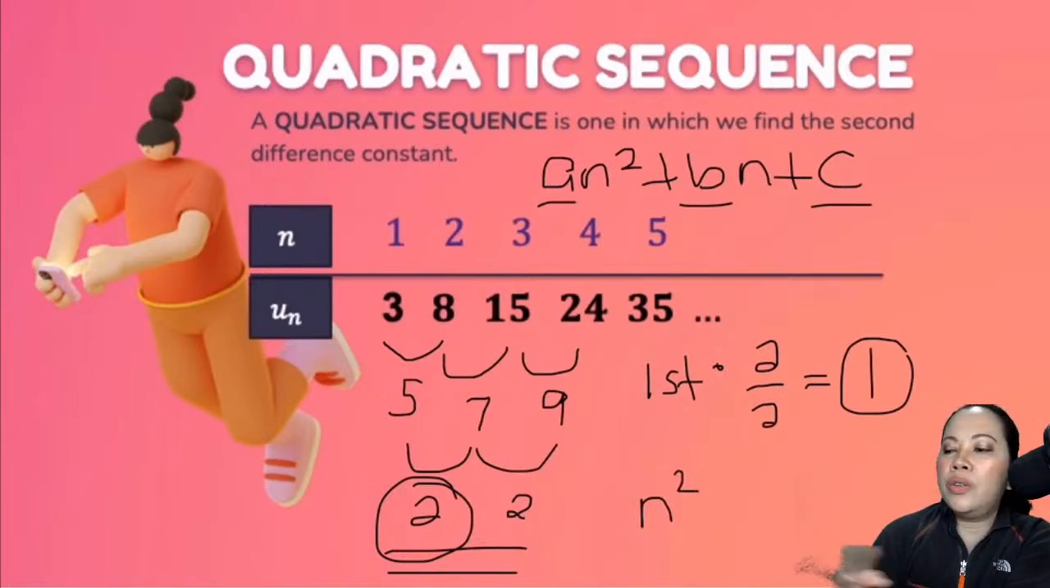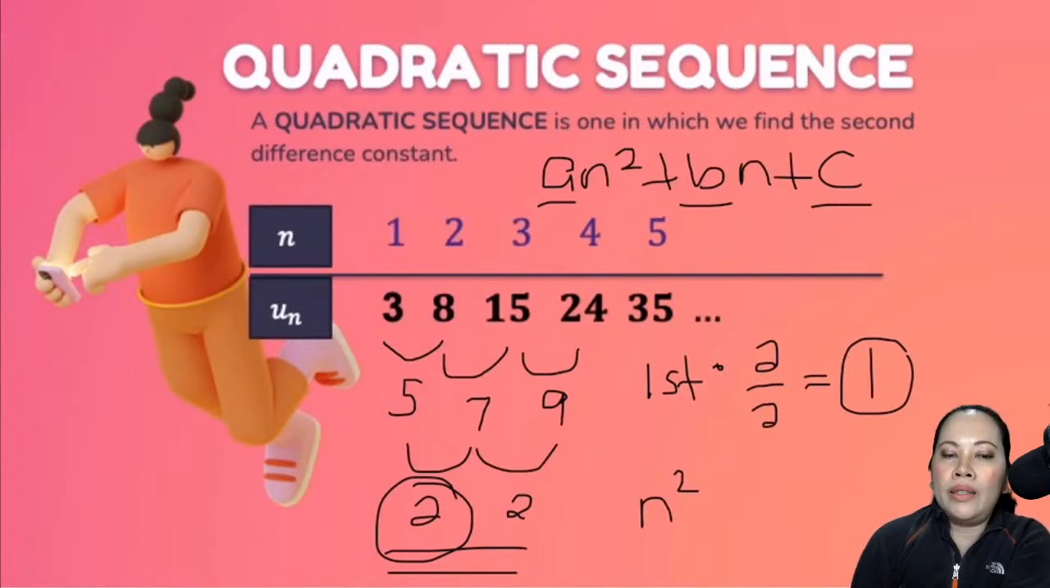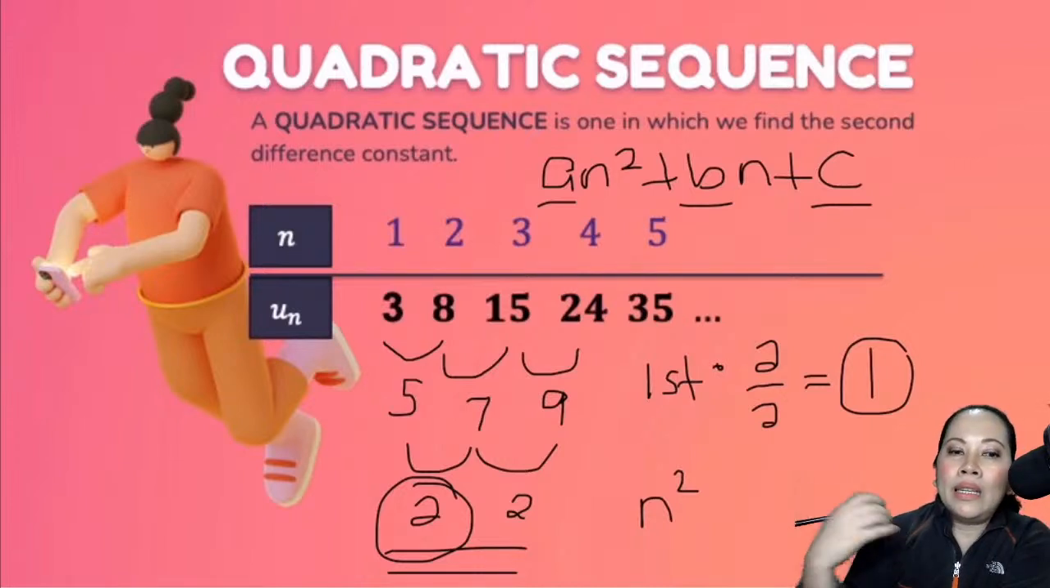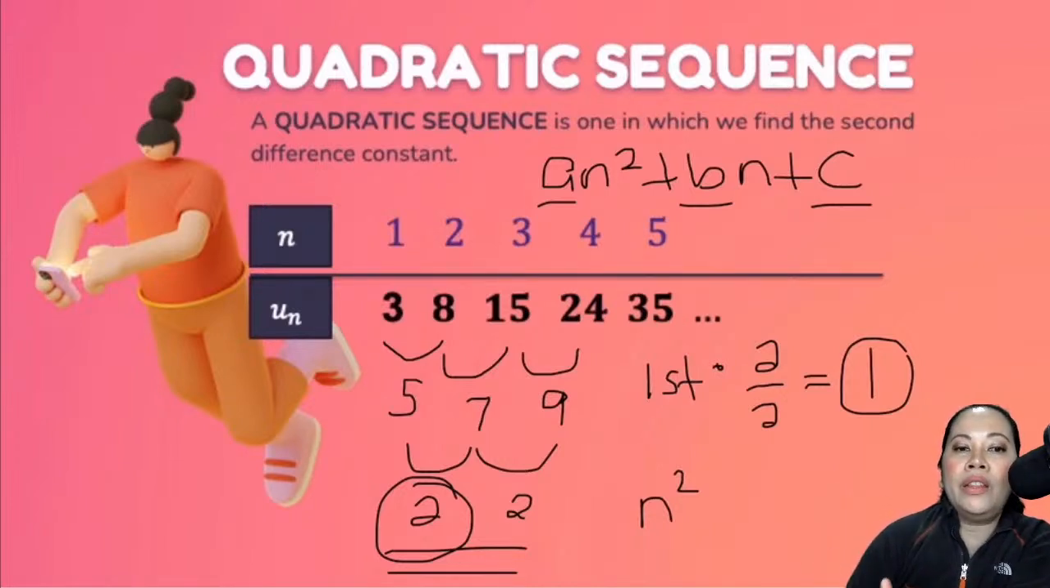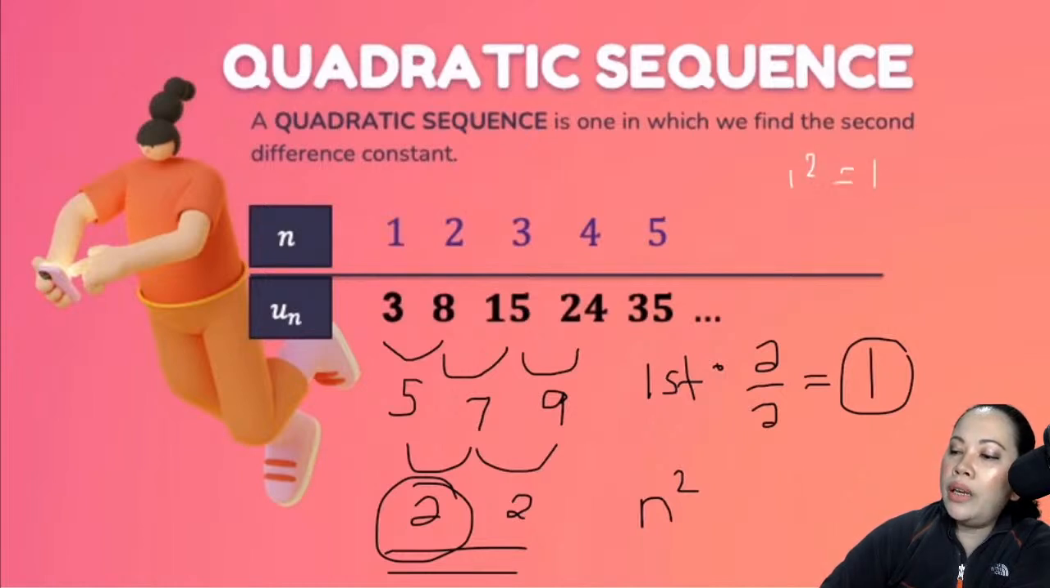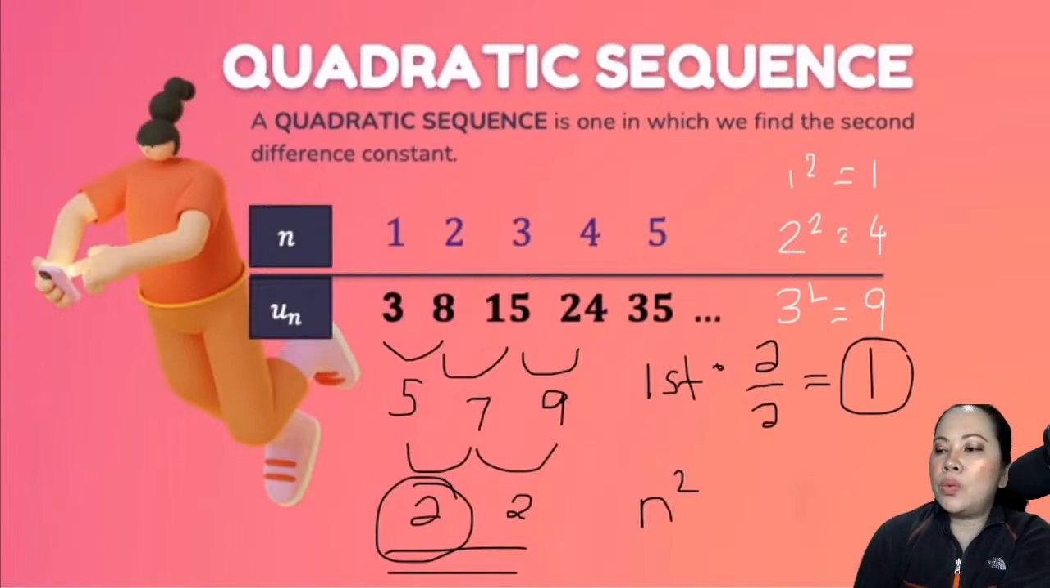Since it's only 1, you don't need to write 1. Just place n squared. Now the next step is to substitute n squared with the position of your term. Let me erase the one on top. Let me use a different color. So 1 squared is 1, 2 squared is 4, 3 squared is 9.